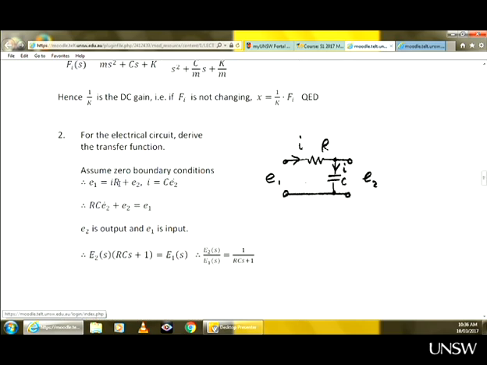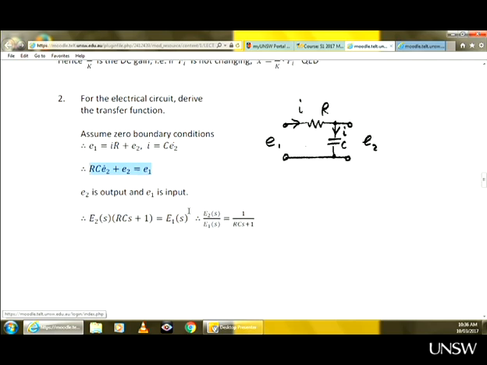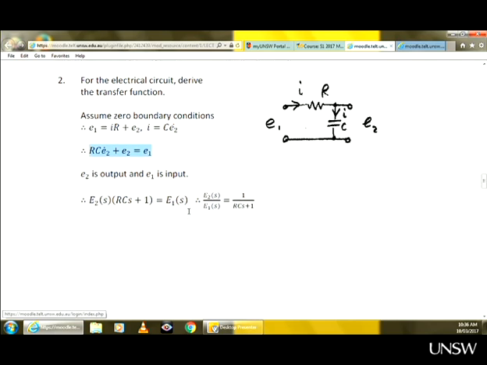Now, this is very simple. You get this differential equation. Finding the Laplace transform, assuming 0 initial conditions, we'll have on the left-hand side (RCS plus 1) times E2(S). On the right-hand side, you have only E1(S). Output over input gives us 1 over (RCS plus 1).